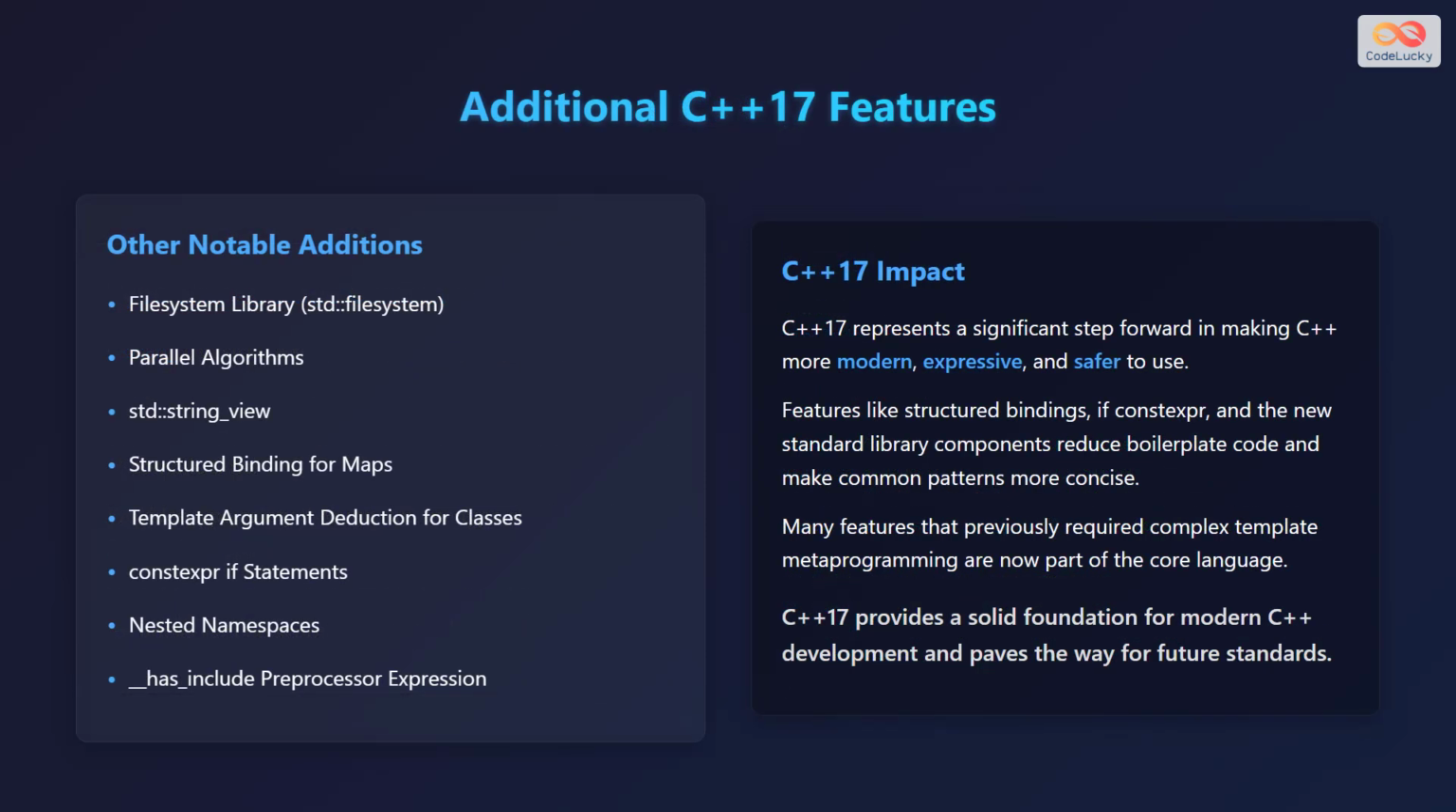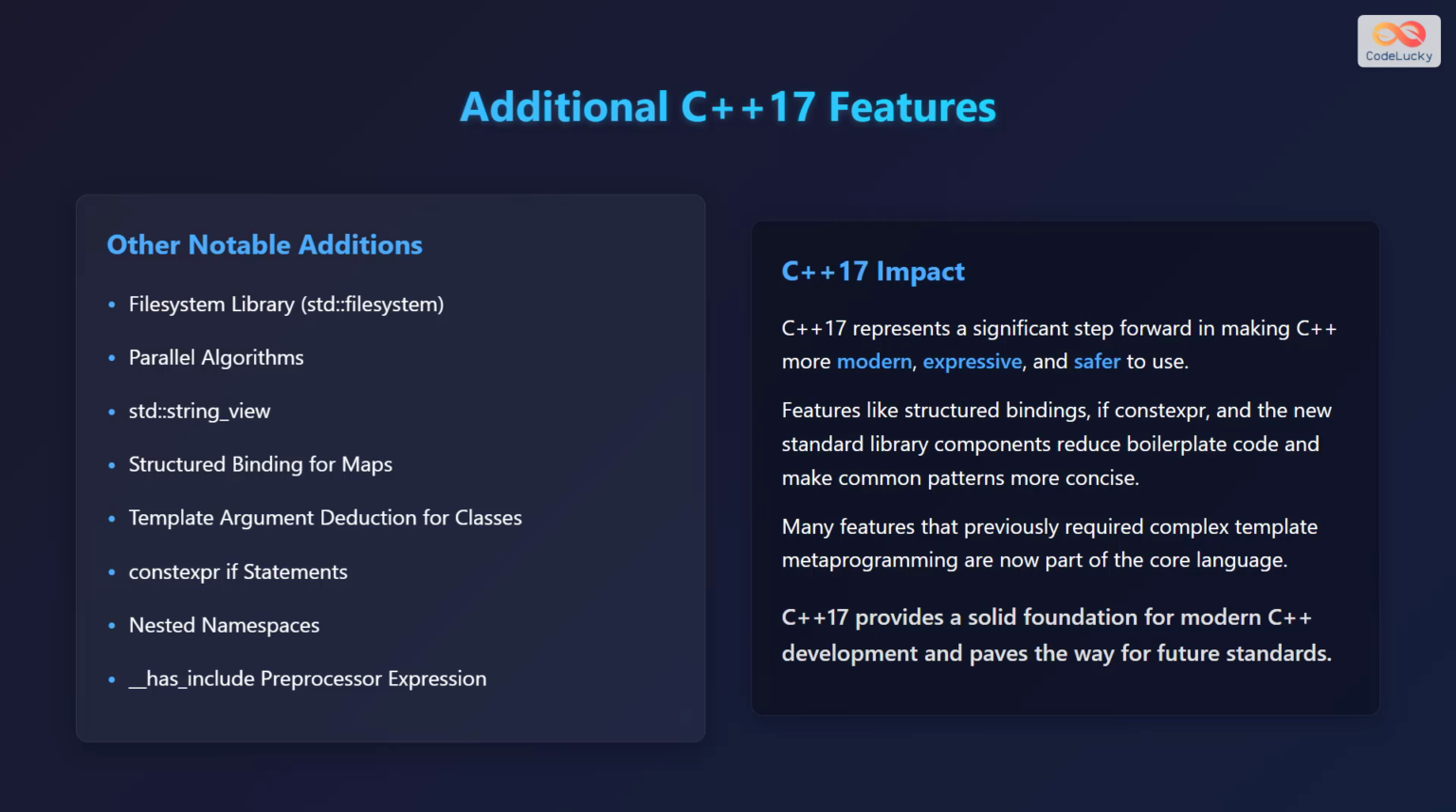C++17 includes several other notable additions, enhancing its capabilities. This includes the file system library, also known as std::filesystem, parallel algorithms, std::string_view, structured binding for maps, template argument deduction for classes, constexpr lambdas, nested namespaces, and the __has_include preprocessor expression.